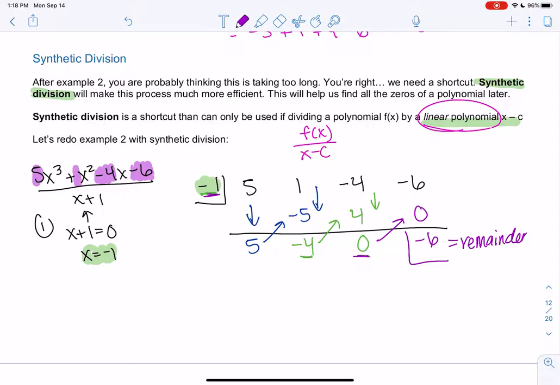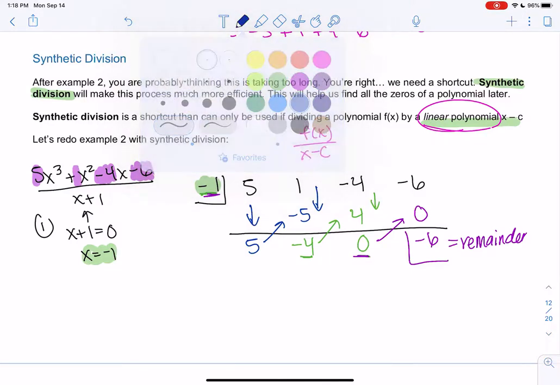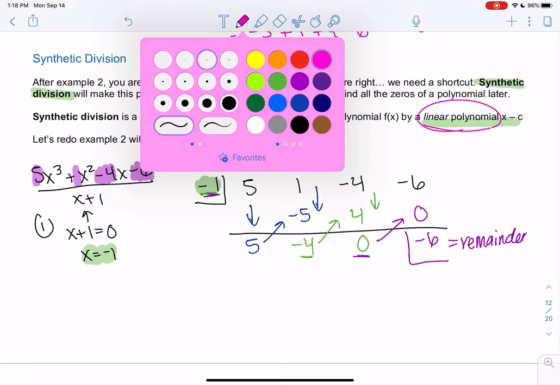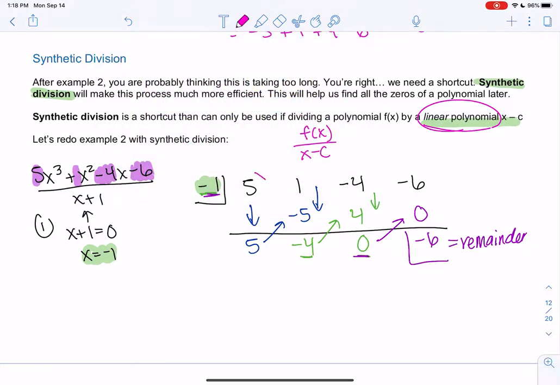So we'll try this again, right? We're not gonna be experts the first time. It's just kind of repeat the pattern over and over and you'll get used to it. What does the rest represent? So the rest is always just 1 degree less. So since we started with x cubed, this will be x squared. It's always 1 degree less.